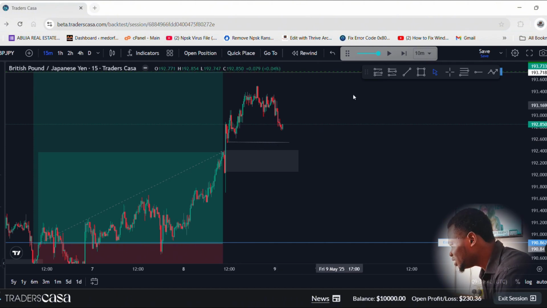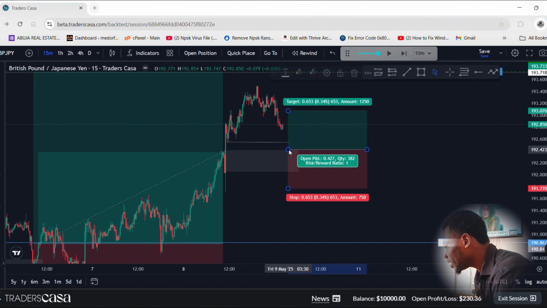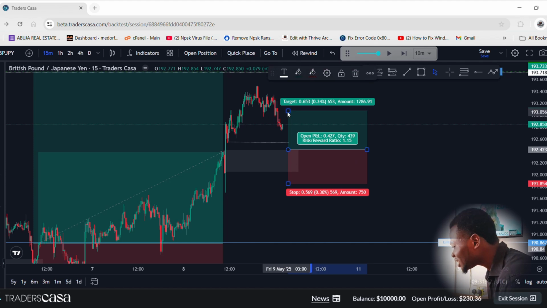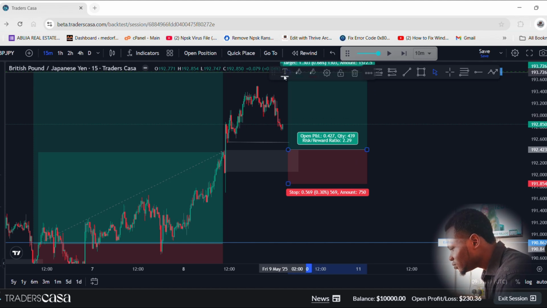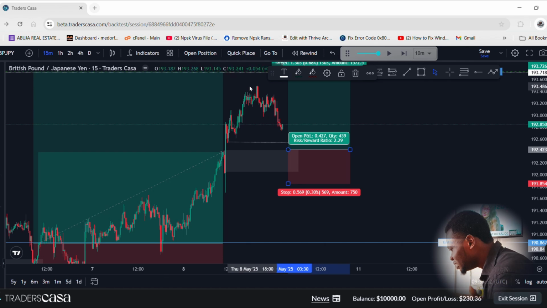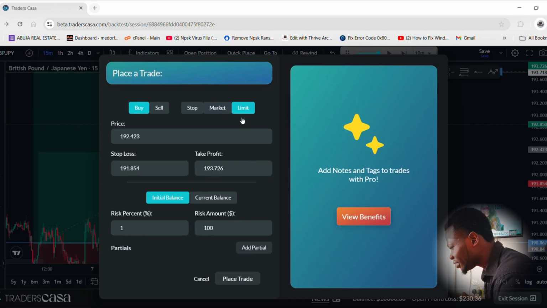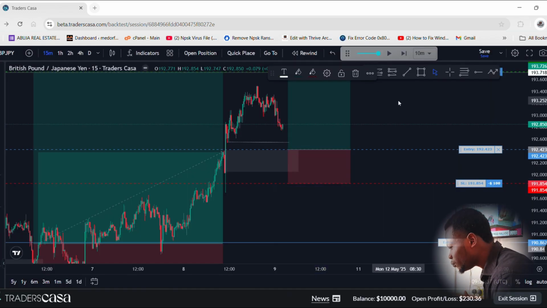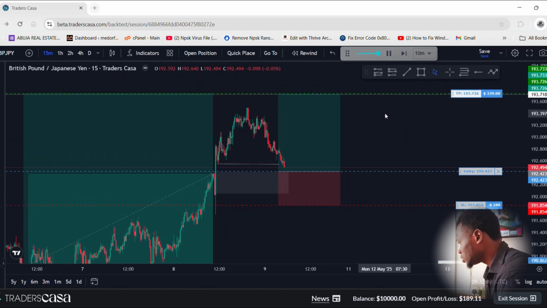Let me take it out. This liquidity level here, I'm using it to take another trade. I'm longing from here. Stop loss below the zone. Targeting the same external high. This is 1:2.29. I'm going to take it. I'm placing the trade immediately. Limit market. I'm placing the trade. So let's play and see how everything goes.